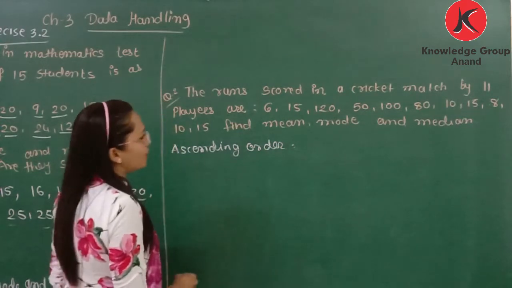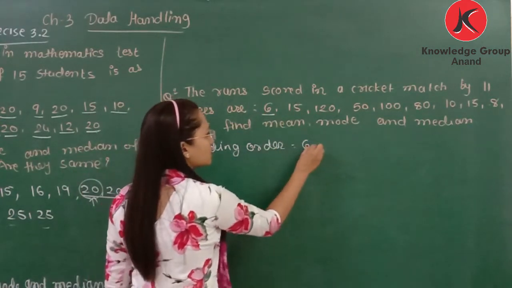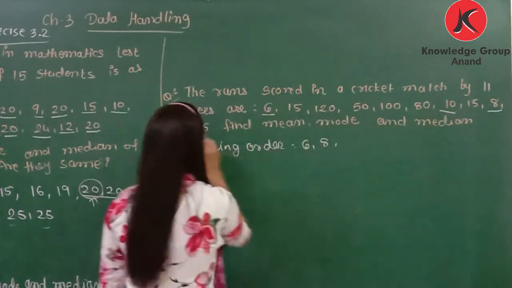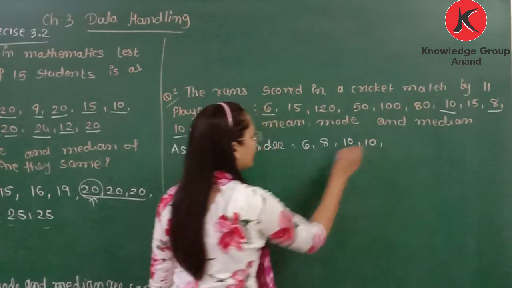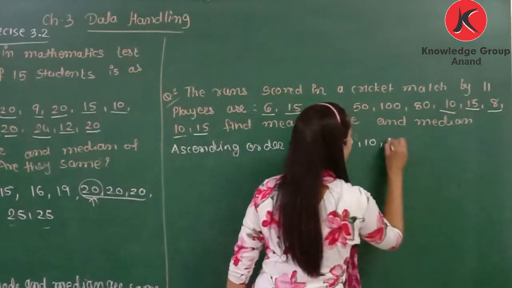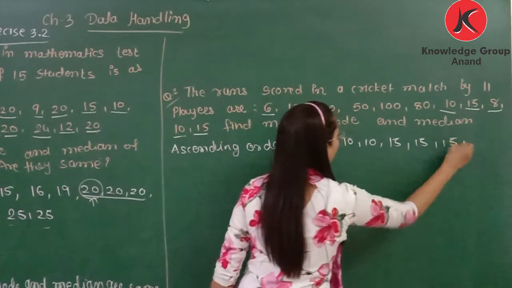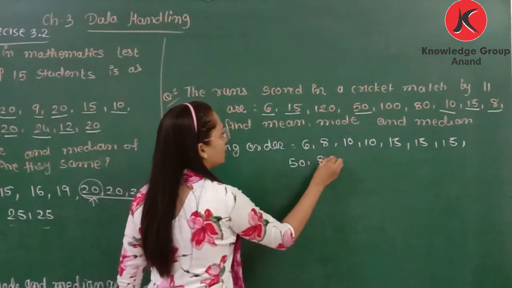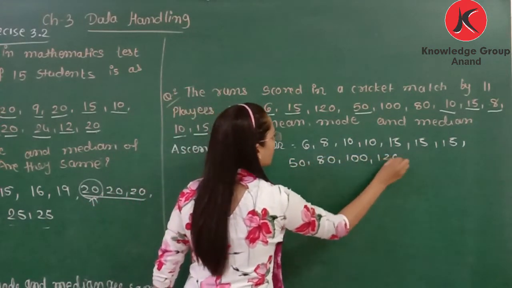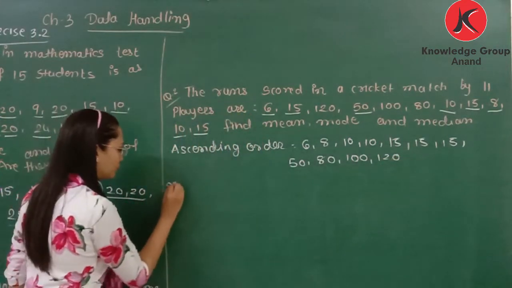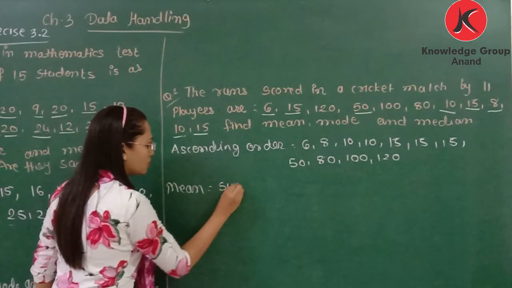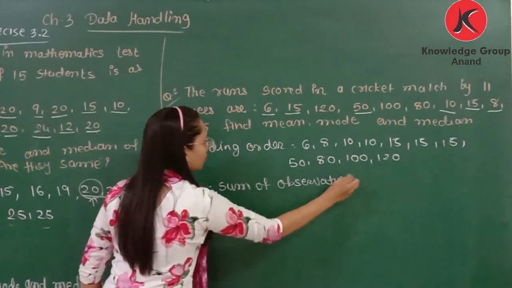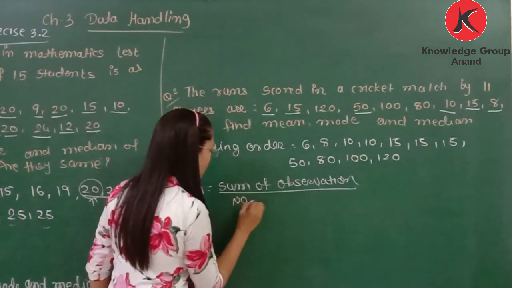So what will be the smallest value from the data? It is first 6, after that 8, then 10 2 times. So 10 and 10. After that 15 is 3 times. So 15, 15 and 15. After that 50, then 80, then 100 and 120. So now mean means sum of observations divided by number of observations.